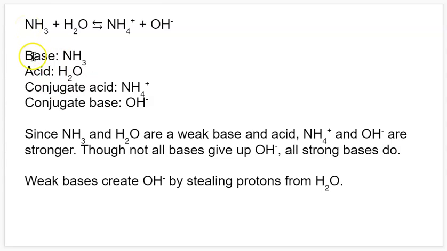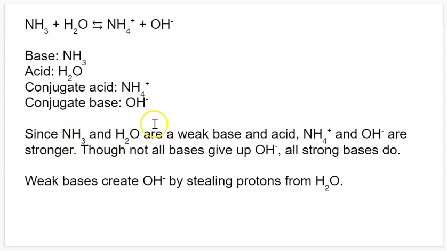So the ammonia in this case was the Bronsted-Lowry base. The water was the Bronsted-Lowry acid. And then the NH4 plus is the conjugate acid. So this becomes a conjugate acid base pair. So it starts as a base and then becomes an acid. And then the water becomes the OH minus. So that's also a conjugate acid base pair. And it becomes a base as a result. So H2O is the acid and then OH minus is its conjugate base.